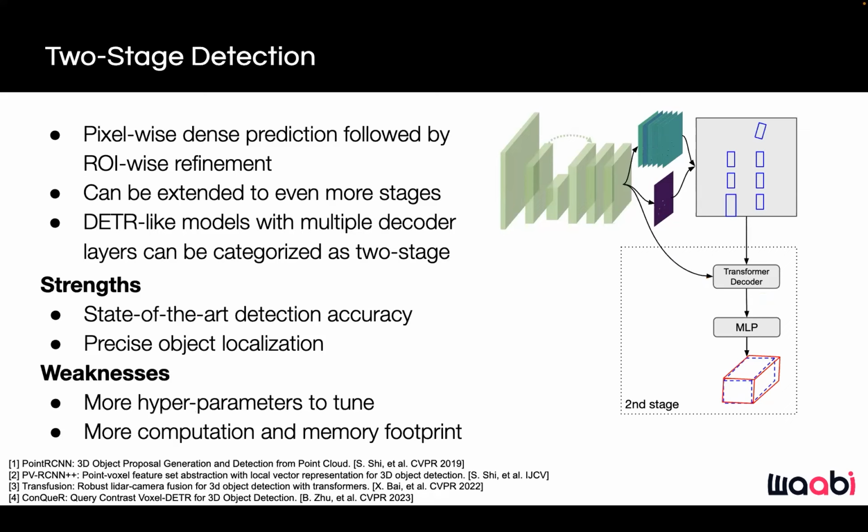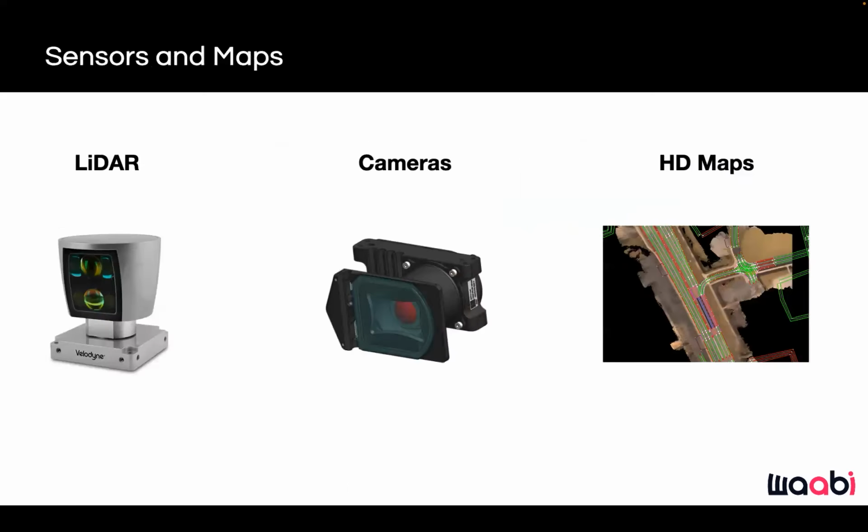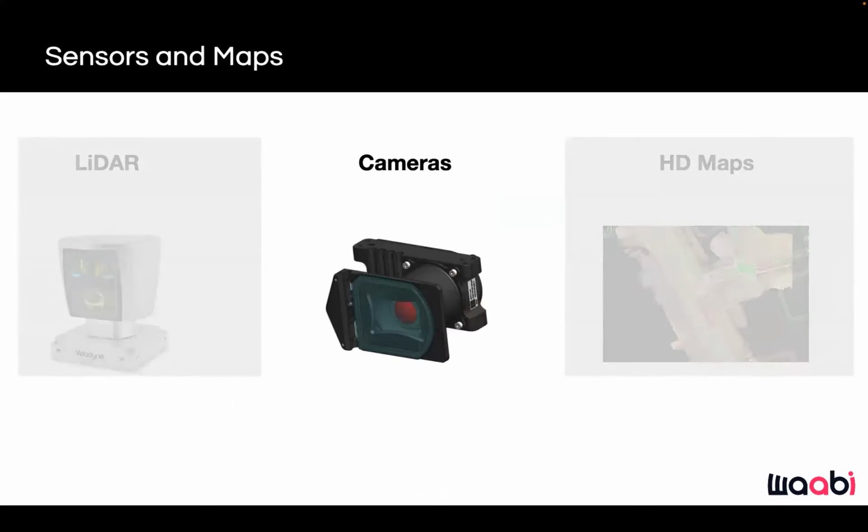Two-stage detectors can achieve state-of-the-art detection accuracy, but at the cost of slower inference and more hyperparameters than one-stage detectors. Next, we'll discuss camera-based approaches for 3D perception. Cameras are appealing in that they are much cheaper than LiDAR, provide textual information and capture fine details. However, they lose the depth information, which is important for 3D perception.